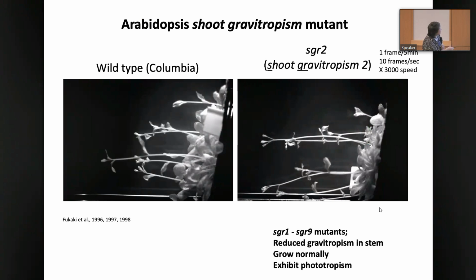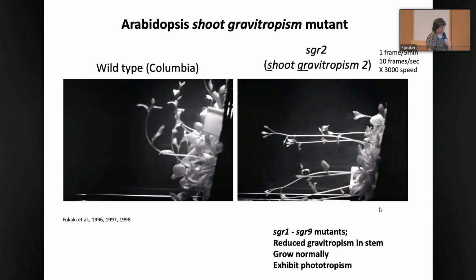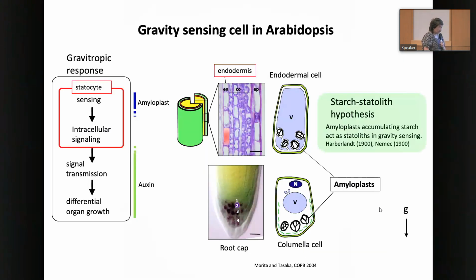Yeah. This is one of the SGR mutants. So through the investigation of SGR1 and SGR7 mutants, Fukaki-san demonstrated that the endodermis is essential for shoot gravitropism. And in Arabidopsis, shoot endodermal cells and root columella cells contain amyloplasts, which sediment in the direction of gravity.